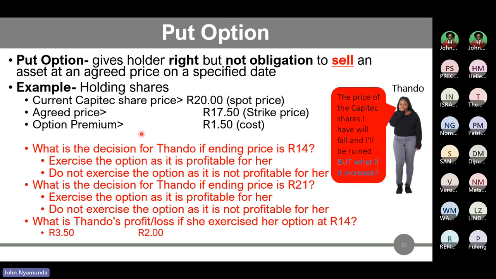Question. Remember, you have a right to exercise if it's advantageous to you, but you are not obliged. If it's not advantageous to you, you don't exercise the option. So this is a put option. What is the decision for Tando if the ending price is 14 rand? Remember, spot price is there, agreed price is there. We have two options: exercise the option as it is profitable for her, or do not exercise the option. So what is her decision if the ending price is 14 rand? You can just put in the chat: exercise or do not exercise, so that I can see if we are still together, working nicely hand in hand, on the beachfront, life is good. Is she going to exercise or not exercise? Make your choice.